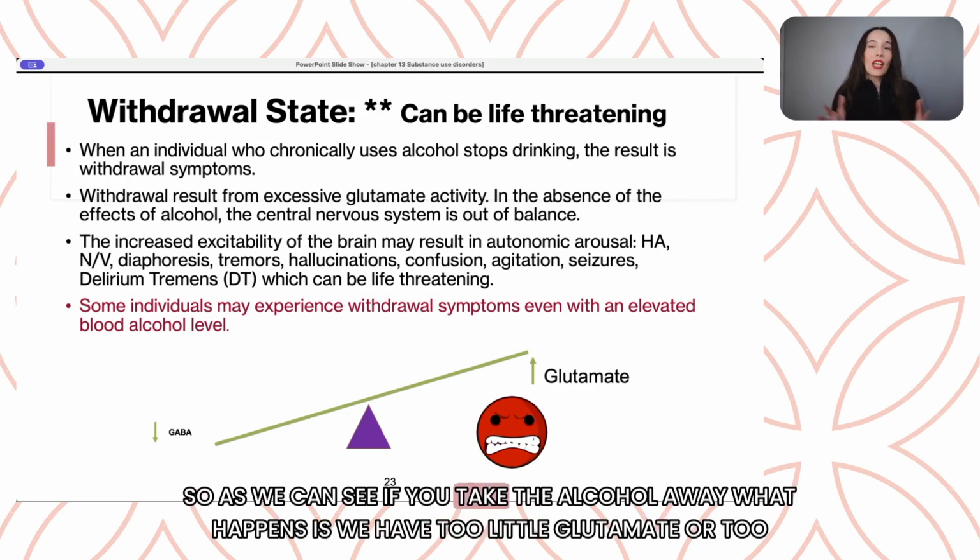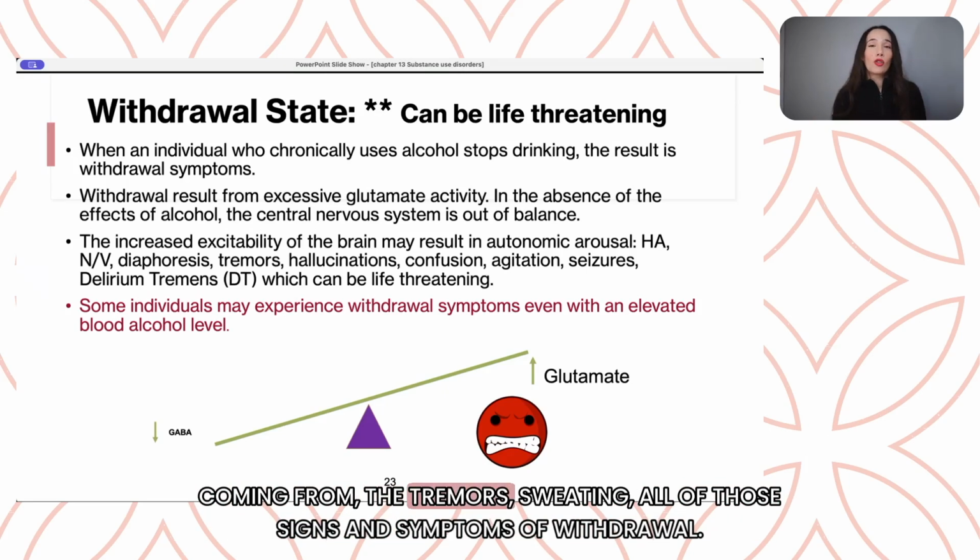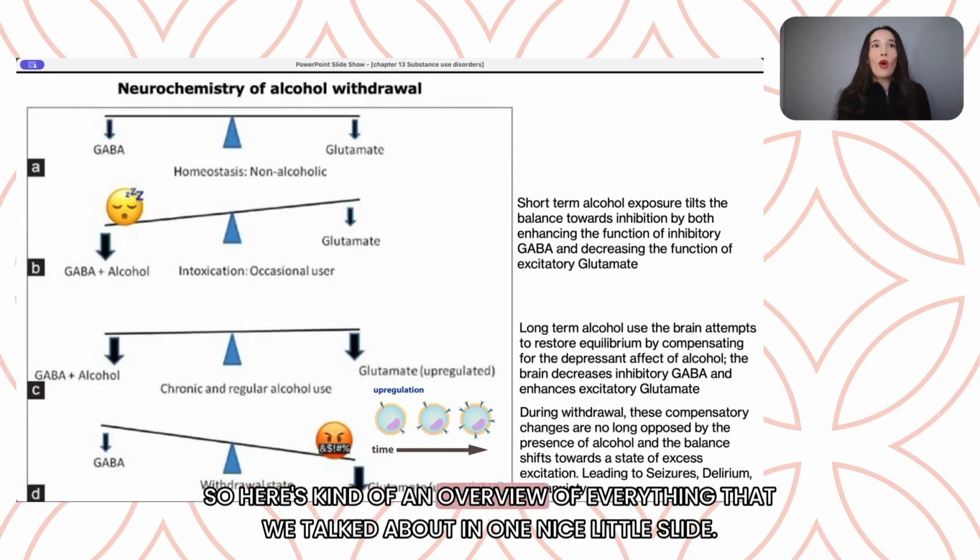So as we can see, if you take the alcohol away, what happens is we have too little GABA and too much glutamate. And glutamate is excitatory. So that's where those seizures are coming from, the tremors, sweating, all of those signs and symptoms of withdrawal. So here's kind of an overview of everything that we talked about in one nice little slide.